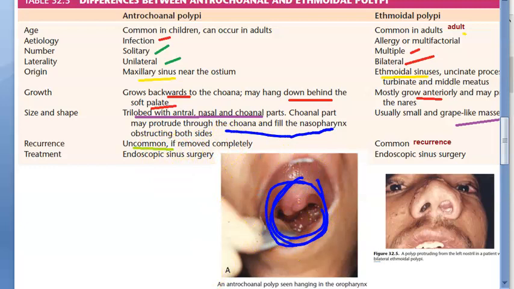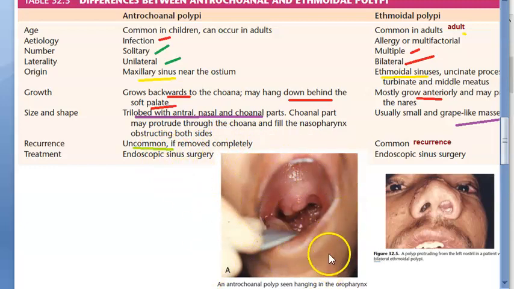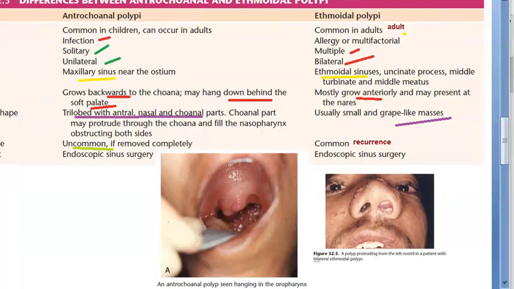This, if you remove it, will not recur, it seems. So that's a good thing, right? How will you treat this? Endoscopic sinus surgery. You see the video on FESS, okay? Functional endoscopic sinus surgery. Basically, they will make sure that all these sinuses drain properly. That's it.